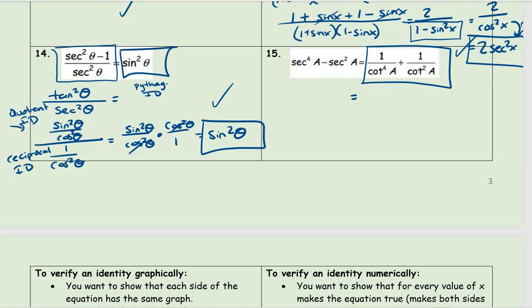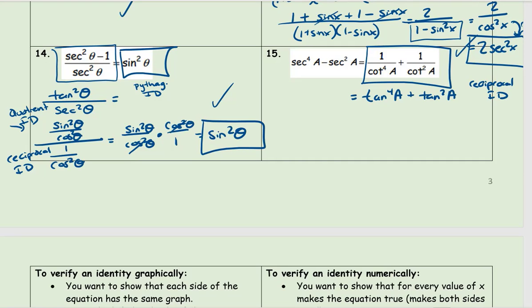So 1 over cotangent to the 4th of a is really tangent to the 4th of a, and 1 over cotangent squared a is really tangent squared a. And now we don't have fractions. And what we did here is we used, of course, the reciprocal identities.